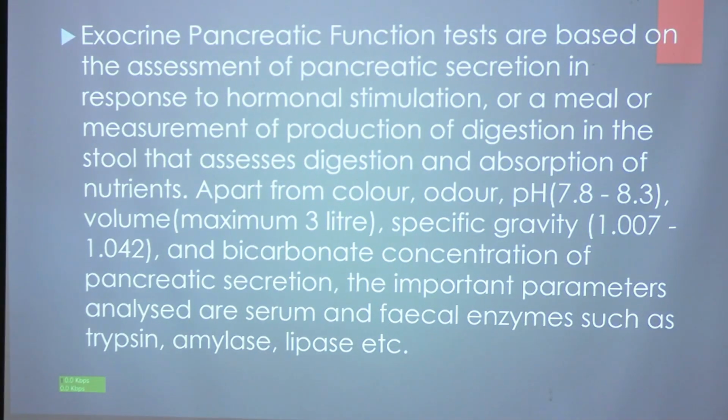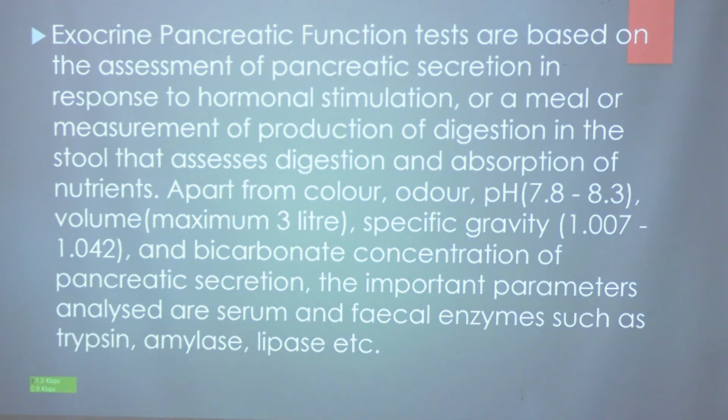So exocrine pancreatic function tests are based on the assessment of pancreatic secretion in response to hormonal stimulation, or a meal, or measurement of products of digestion in the stool that assesses digestion and absorption of nutrients. So what is this? Exocrine pancreatic functions are based on pancreatic secretion in response to hormonal stimulation. There are many hormones in our body, and they are responsible for many things. Among them, one is the release of pancreatic juices for digestion.